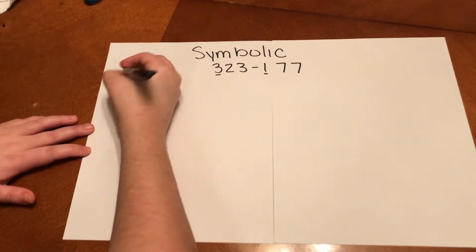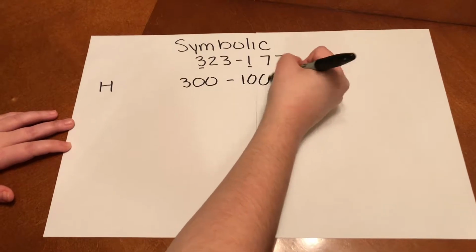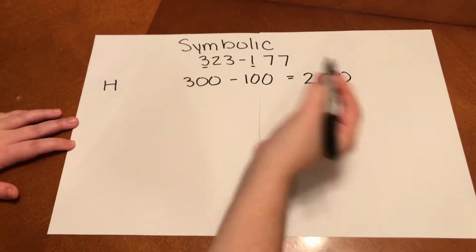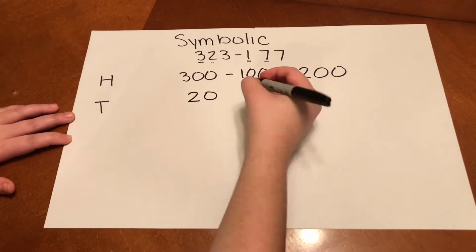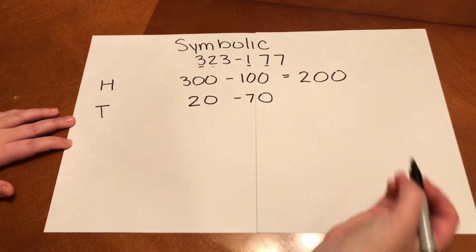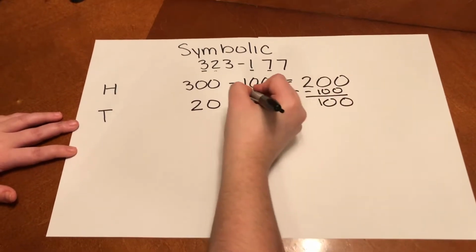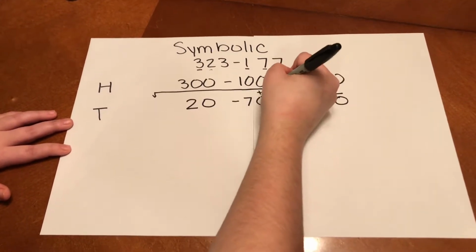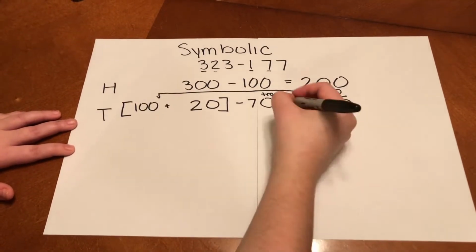To solve it symbolically, we start by taking 300 minus 100. That leaves us with 200. We then move on to the tens place value, taking 20 minus 70. At this point, we must make a trade. We take 100 from the 200, making it 120 minus 70, leaving us now with 50.